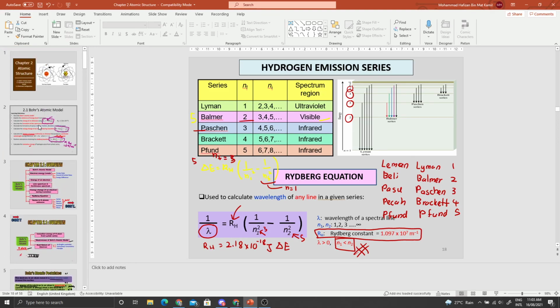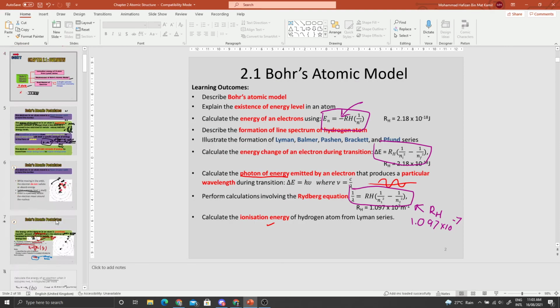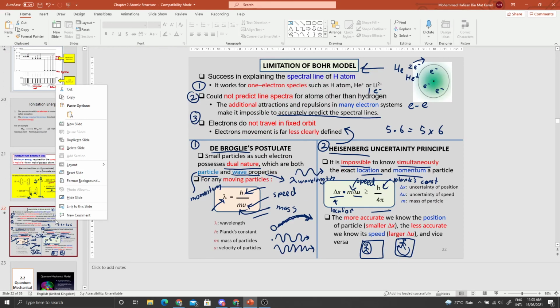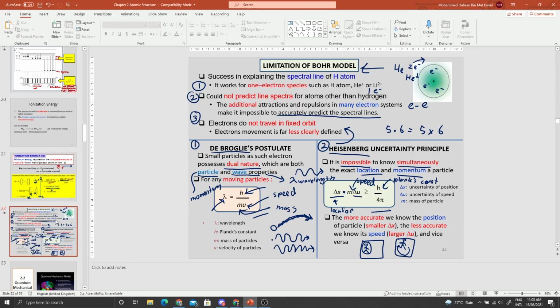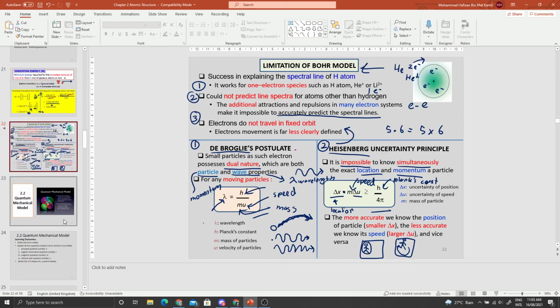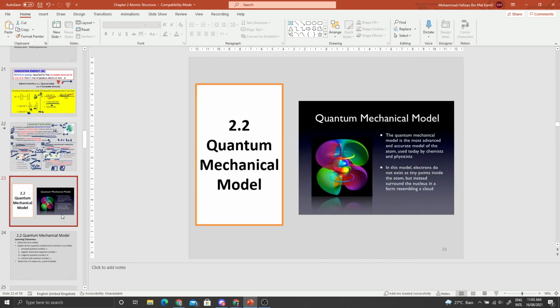And for the last two, which are de Broglie and Heisenberg uncertainty principle, you don't need to calculate, so don't worry, you just know how to describe. De Broglie says there is dual nature, okay, and Heisenberg says we cannot know both the location and speed at the same time. That's all for our class, and then next we will go into quantum mechanics.